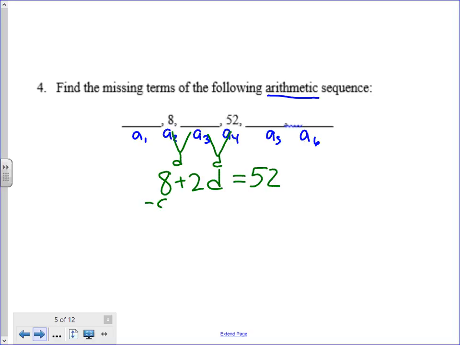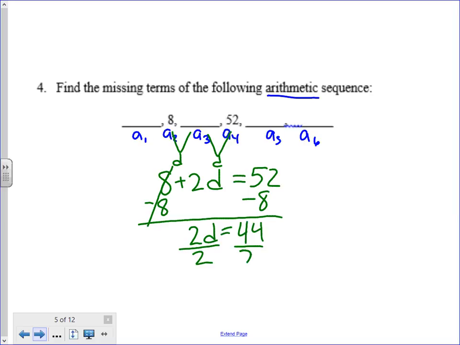So I'm going to start by subtracting 8 from both sides. That gives me 2d equals 44. And then I get d by itself by dividing by 2. So I get a common difference of 22 here, which then helps me fill in all the blanks. So I can go from 8, and then I'm going to do plus 22, which gets me to 30. 30 plus 22, I double check, is 52, so I did it right.